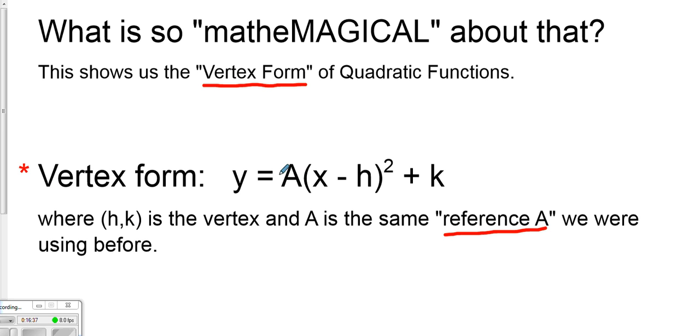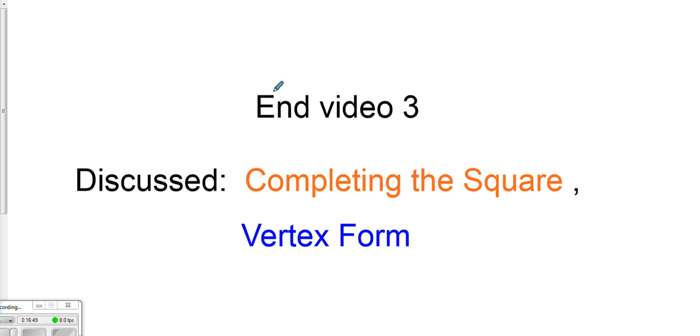Now the ones we were using didn't have a reference a, and that's all right, but what we were able to find was the vertex from this vertex form. So please write this down. This one is very important. So that's kind of the end of video 3. We discussed completing the square and vertex form.